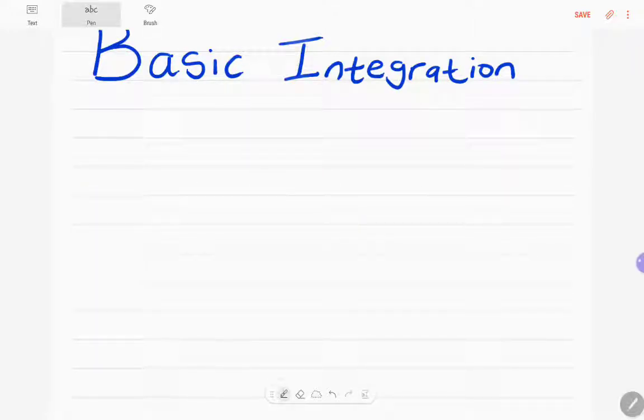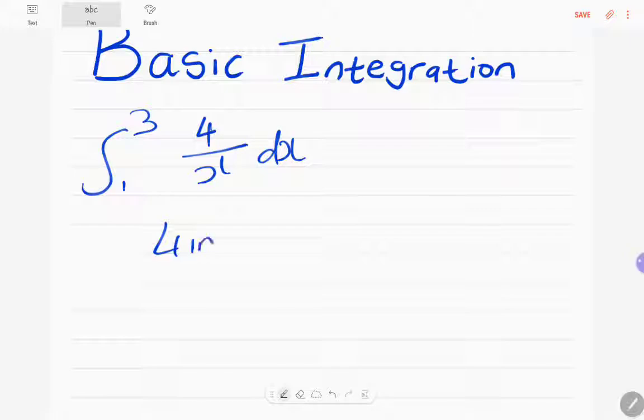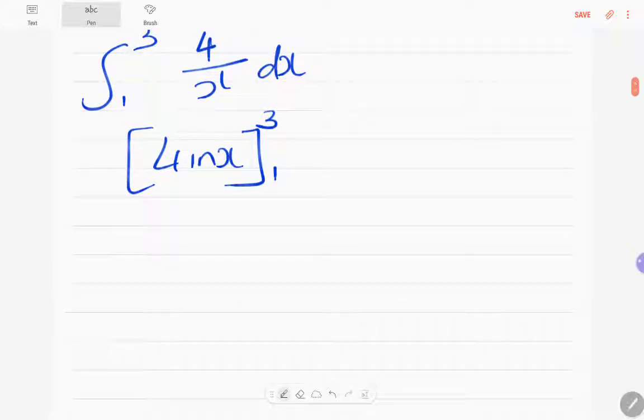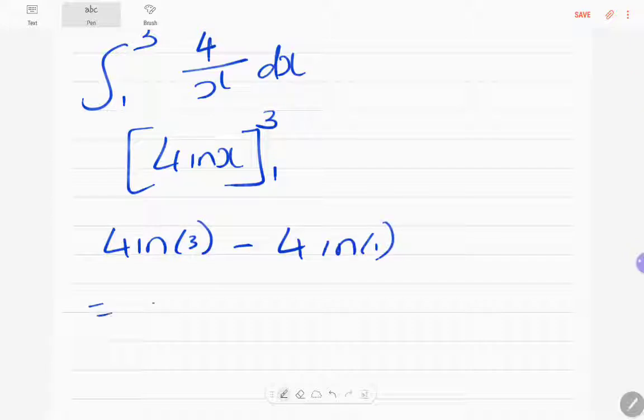Last example, if you have integral from 1 to 3 of 4 over x dx, what is the integral of this? This is 4 ln of x. You put 3, you put 1. Then you can now simplify, say 4 ln of 3 minus 4 ln of 1. You get your answer, you add it with your c.